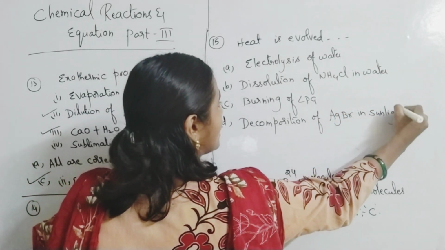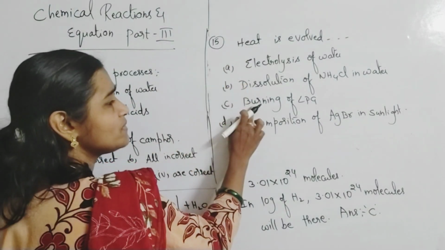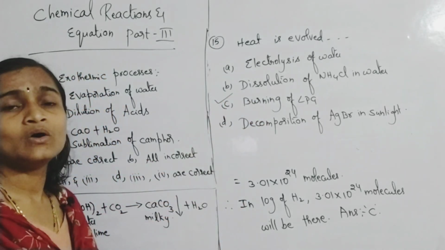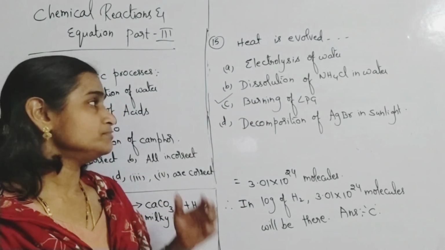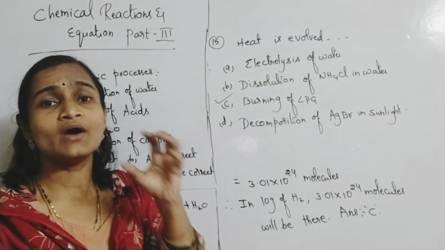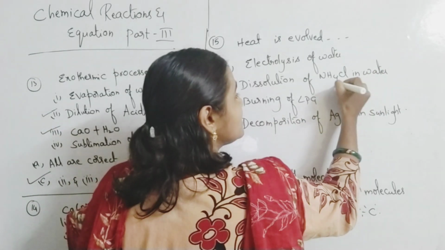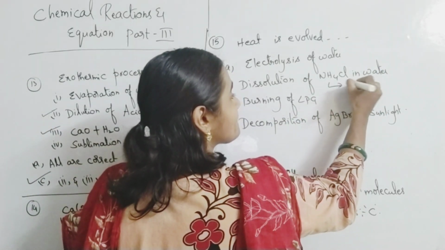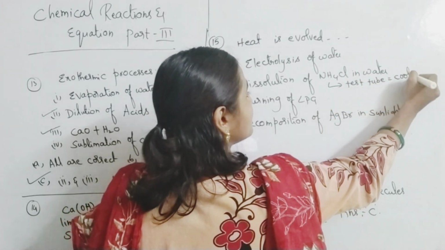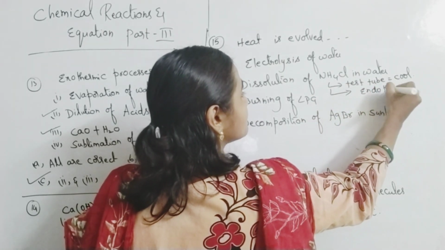So what is the option? Please tell me. Here the answer is heat. A lot of heat is evolved when you burn LPG gas. Maybe all are exothermic, but dissolving ammonium chloride is not exothermic, it is endothermic. If you add ammonium chloride to water, you will find the test tube becomes cool. Please remember, if the test tube becomes cool, it indicates that it is endothermic.